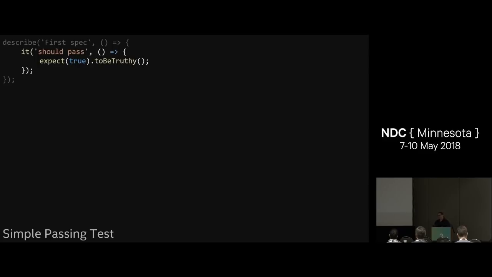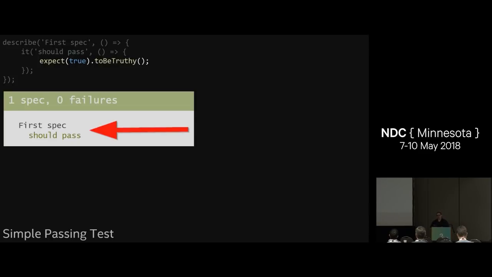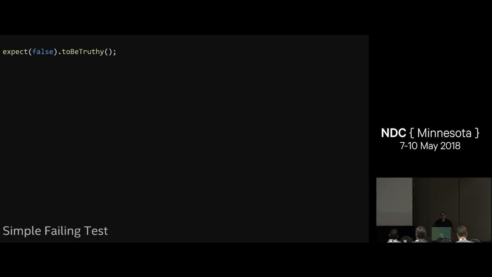If you're in a TDD kind of environment, you want to write your unit tests first. And all of them start with the it, just like the describe. You give it a name, and then you have a function, and then you have all your logic. In this case, we're expecting true to be truthy. So it will succeed like this because true is true. However, if I change that expect statement to say expect false to be truthy, we know false doesn't equal true.